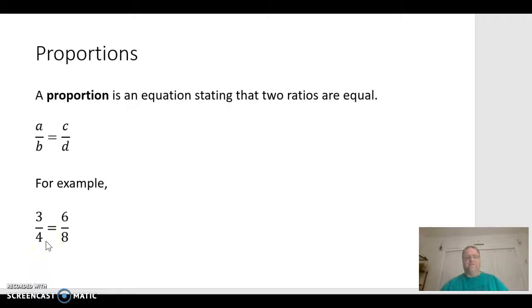If you were going to divide up a circle in 4 equal parts and take 3 of them, that's going to be the same amount of space in that circle as if you were to divide that same circle in 8 different parts and just looked at the area of 6 of them. So it's kind of a visual way to see these proportions.